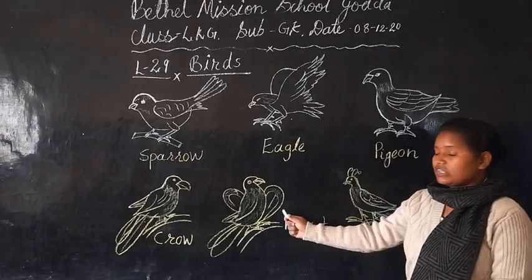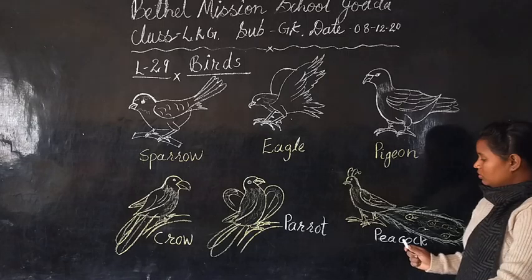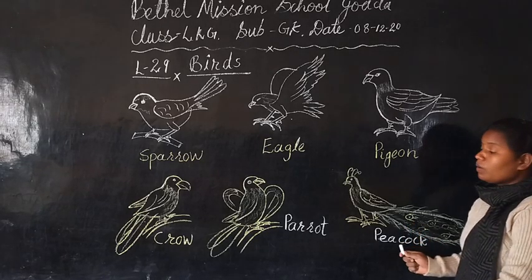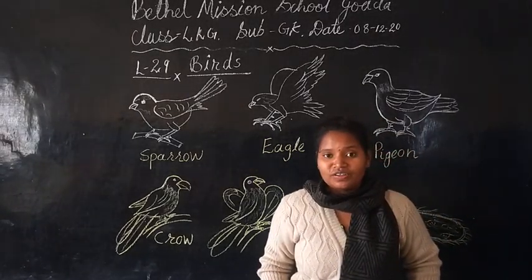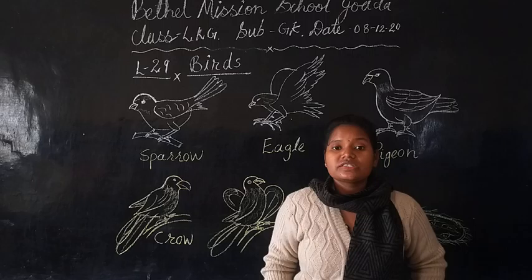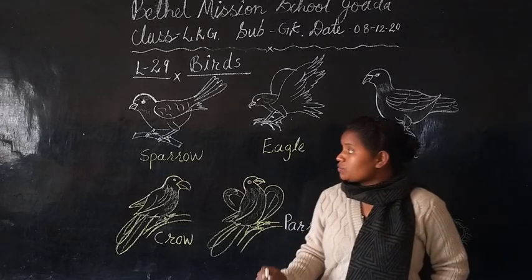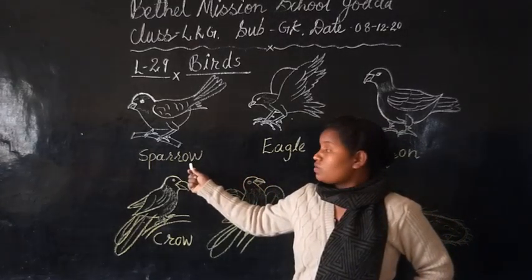What is this? This picture is of a parrot. And the next one is peacock. Which bird is it? This is a peacock. So the peacock is a national bird. Do you know? Yes, the peacock is a national bird. Keep remembering, okay children?